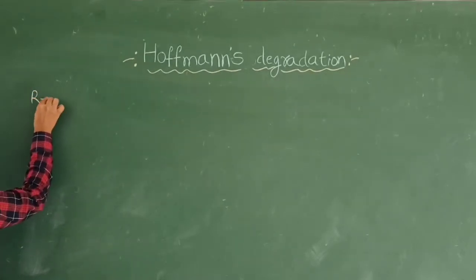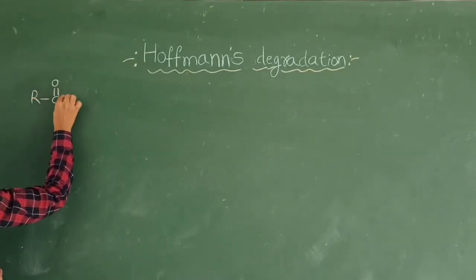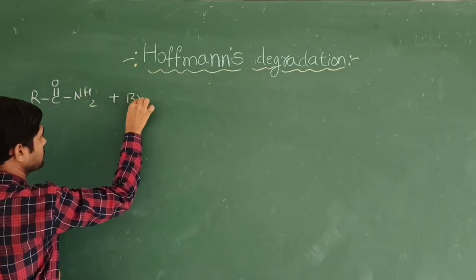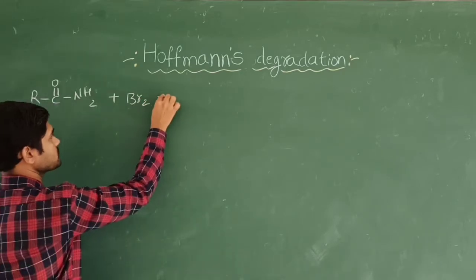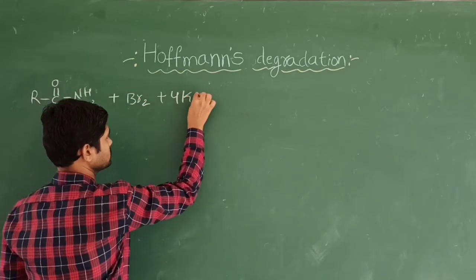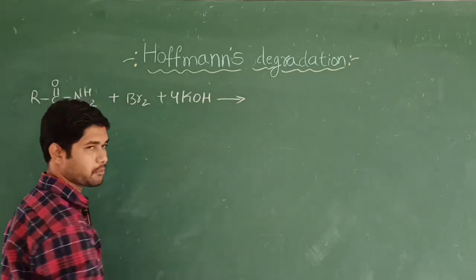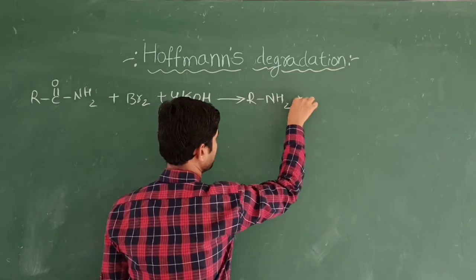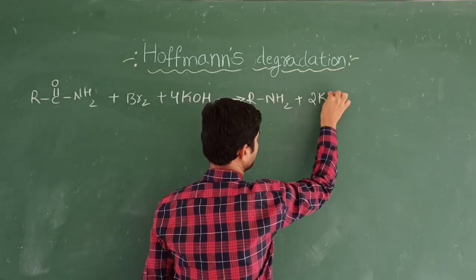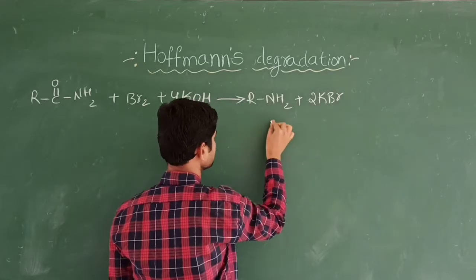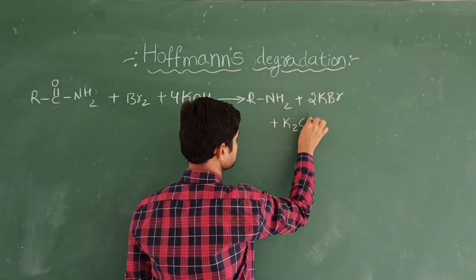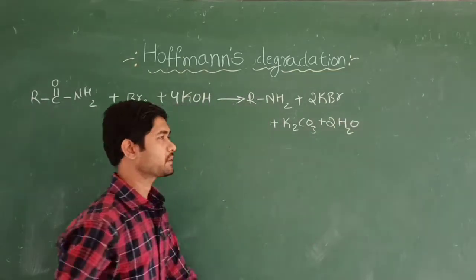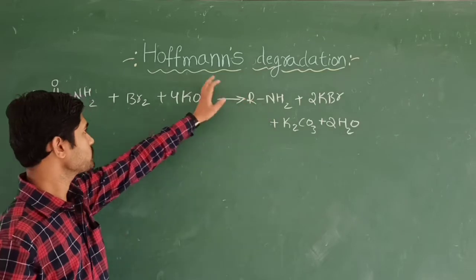This is the amide group, RC double bond O NH2, which is going to react with one molecule of bromine plus KOH solution. So we are going to get the product as a primary amine, by using Hoffman degradation.